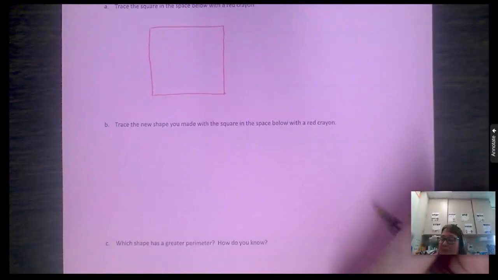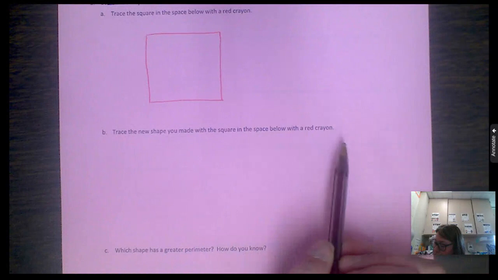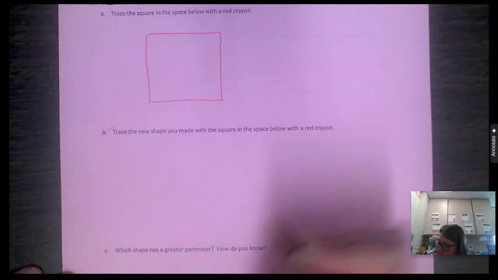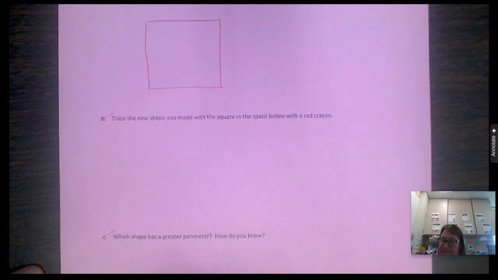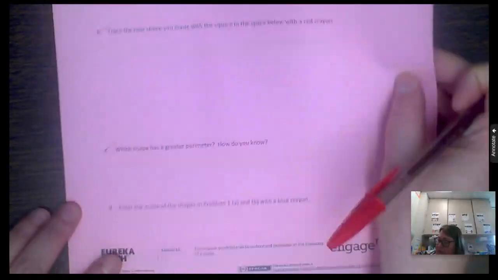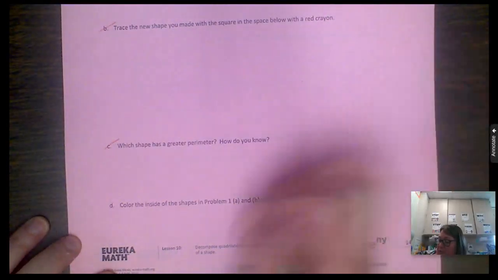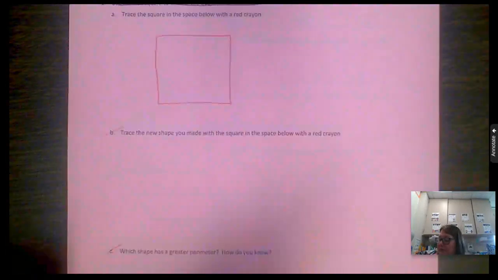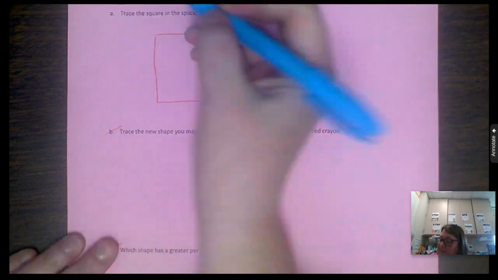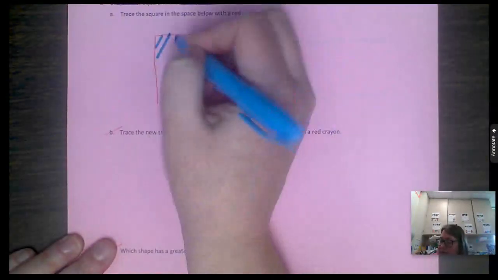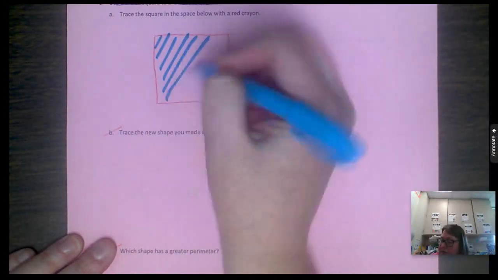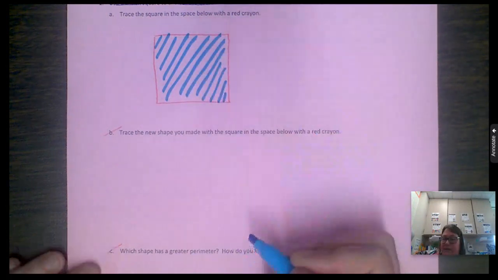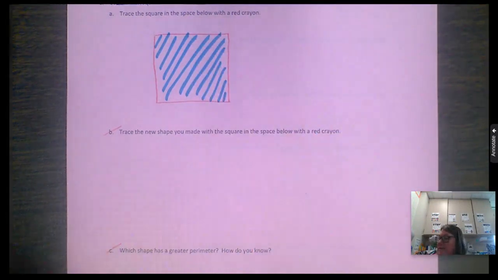Okay, and then it says we're gonna skip, and then D says to color the inside of the shape in problem 1 with a blue crayon. So now you're going to take your blue crayon, and I'm just going to use this blue highlighter and shade in a little bit the inside of this. Okay. So your outside should be red.